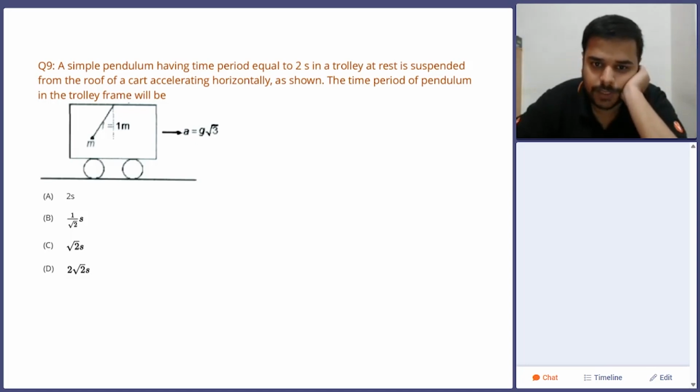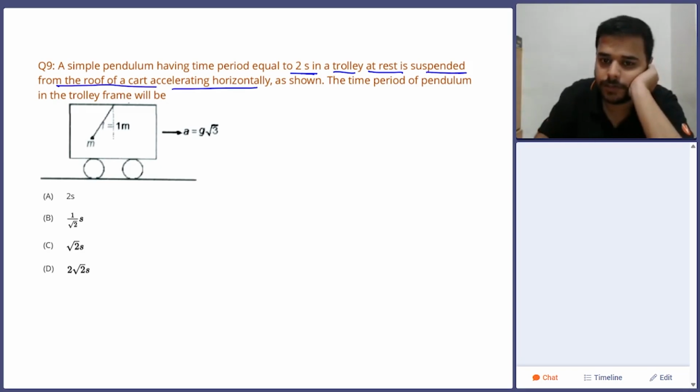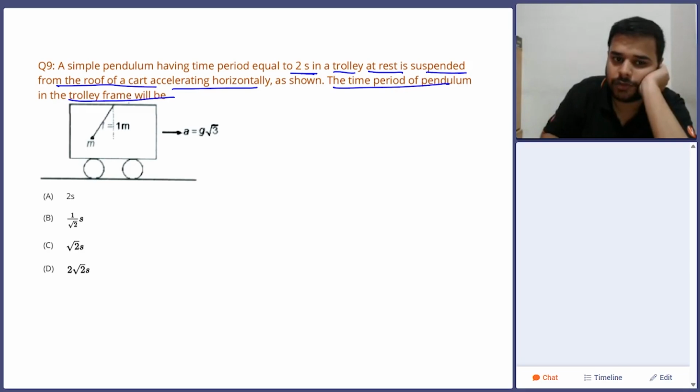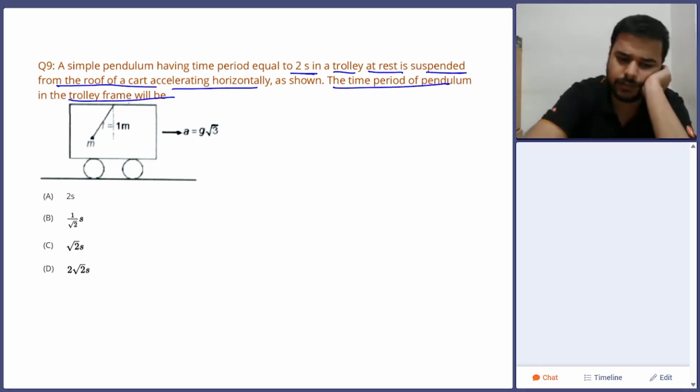A simple pendulum having time period equal to 2 seconds in a trolley at rest is suspended from the roof of a car accelerating horizontally. The time period of the pendulum in the trolley frame will be what? This is a question of H.C. Verma, a very popular question of H.C. Verma.